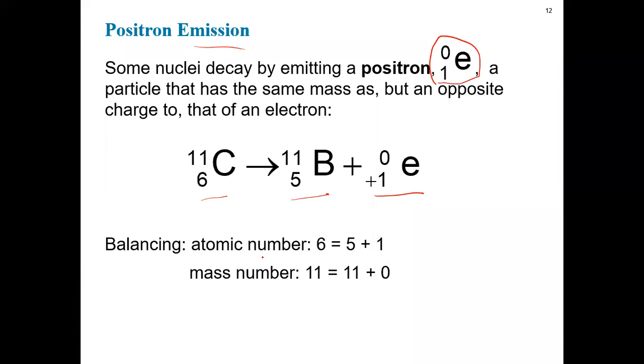So you check the balance. The atomic number starts with 6, producing +1, so the other one must be 5. The mass number starts with 11, and the positron has 0 mass number, so the other product's mass number is also 11.